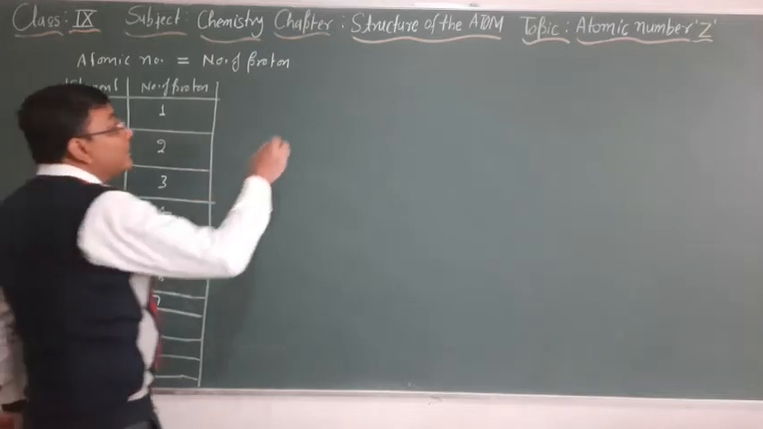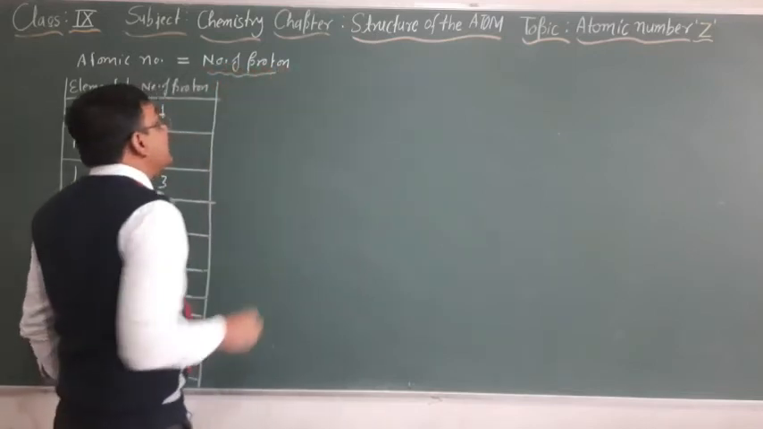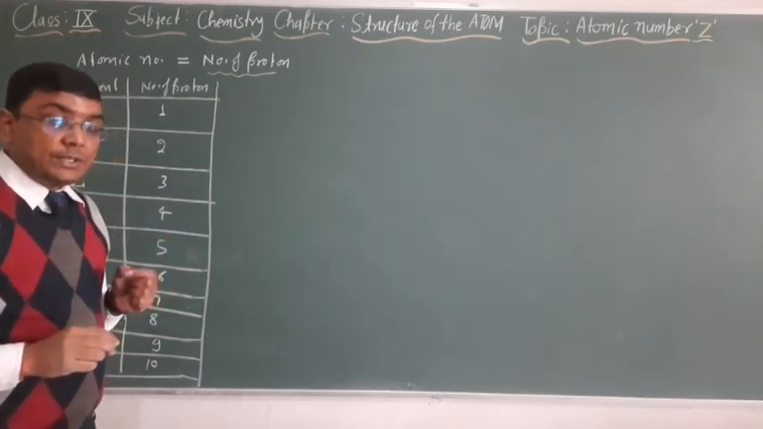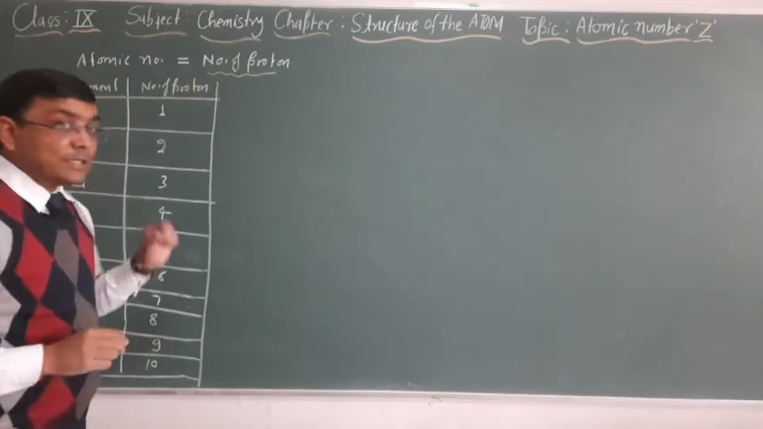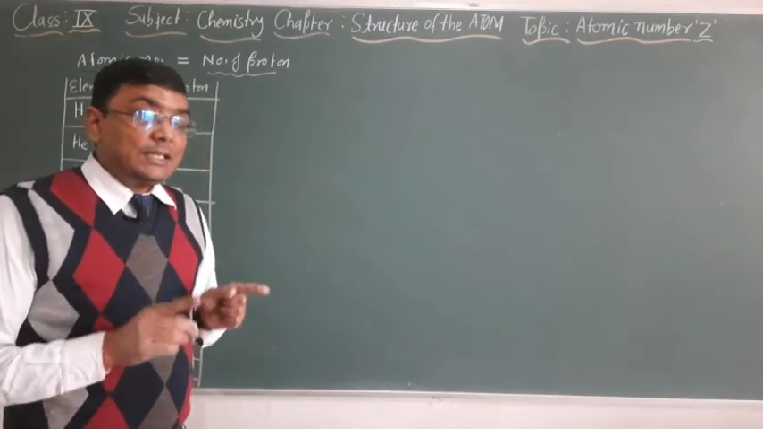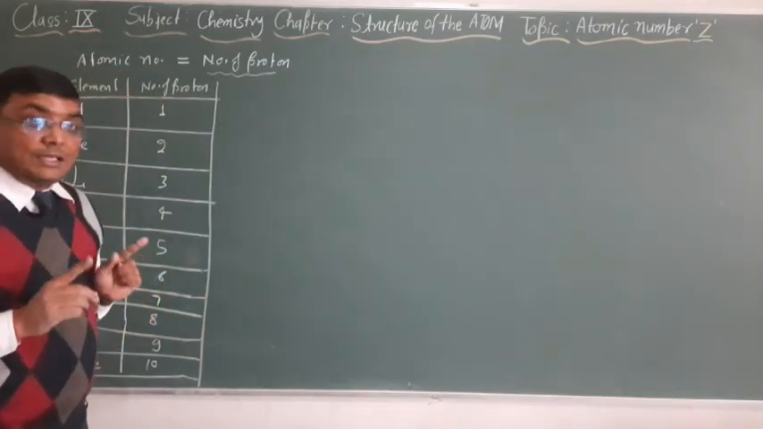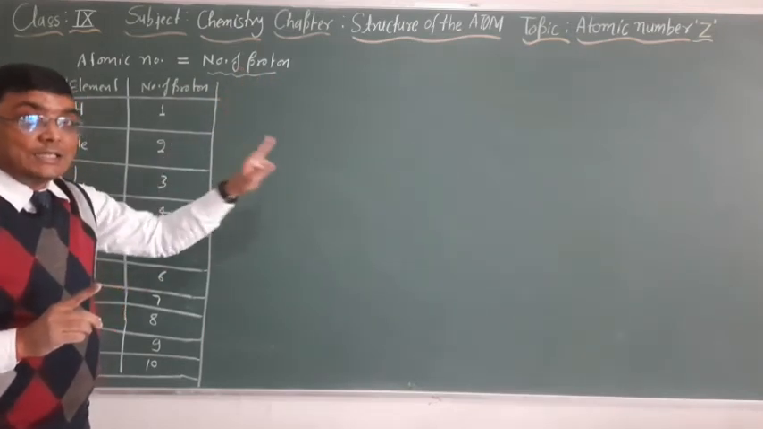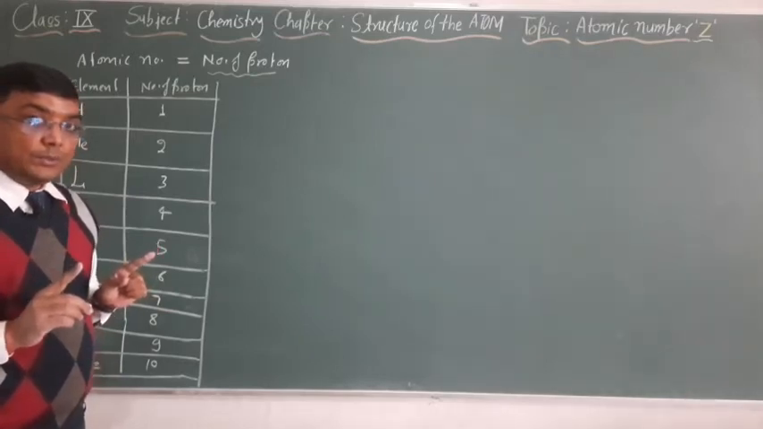So we can conclude that the number of protons is responsible for the physical and chemical properties, which is the characteristic property of each and every element. That's why the atomic number of each element is considered to be the number of protons present in its nucleus. Has this point been clear to you? I hope so.